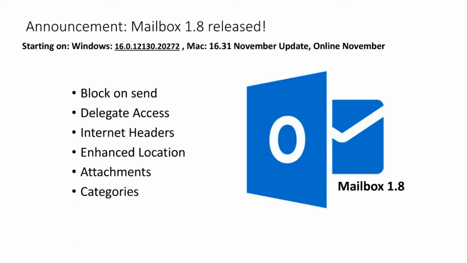So starting on the Windows build that you see in the screen, which is basically the latest update, what we call the September fork. On Mac, also in the latest update available, which is 16.31. And in November, during the month of November in online, you will be able to basically use this API for production. And as a summary, the main feature areas that we have for this API is block consent.